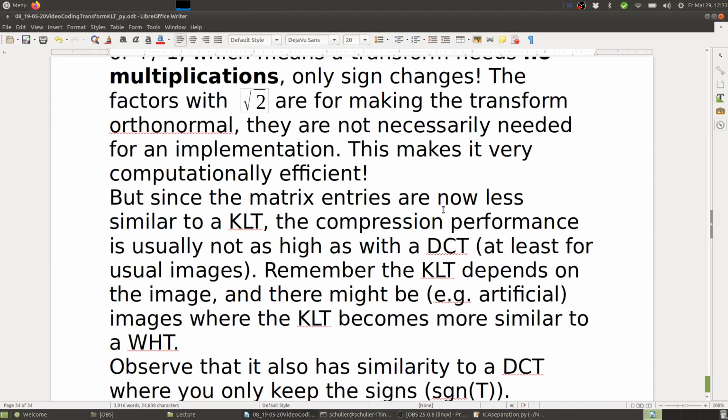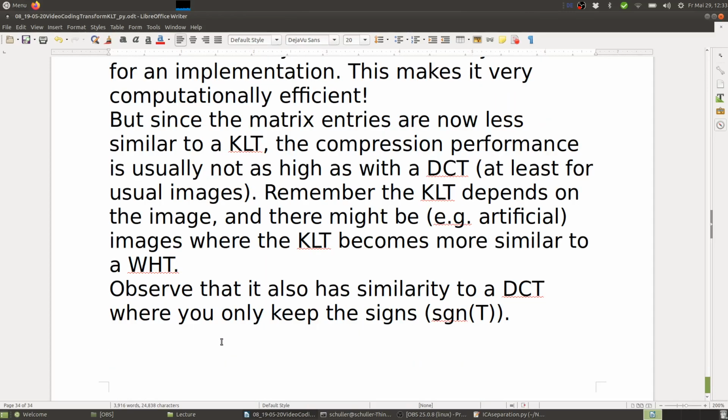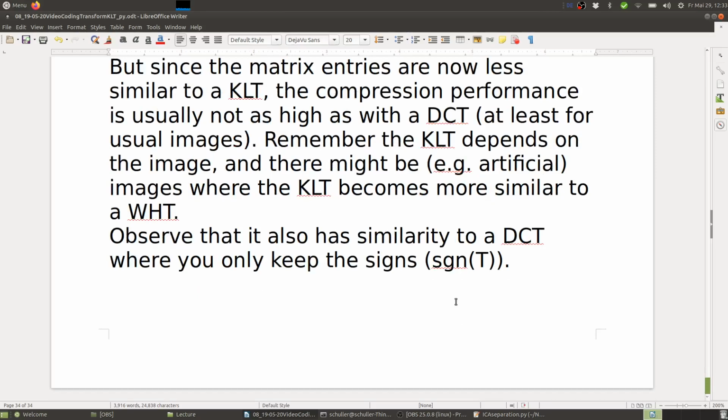But since the matrix entries here are now less similar to the KLT, the compression performance is usually not as high as with a DCT, at least for usual images. Remember, the KLT depends on the image, and there might be, for instance, artificial images where the KLT becomes more similar to a Walsh-Hadamard transform, right? Observe that it also has similarity to a DCT where you only keep the signs, so the sign of this transform. So you could also obtain this Walsh-Hadamard transform by just applying the sign function to the DCT transform matrix.